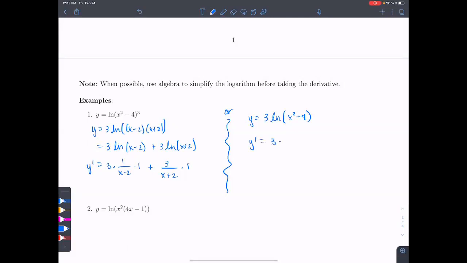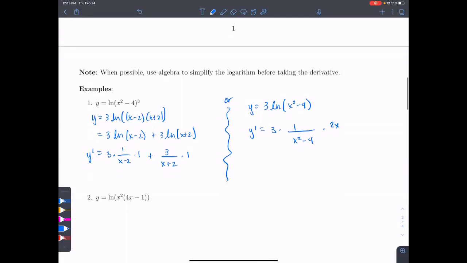So just copy that 3 down, then 1 over the inside times the derivative of the inside. And those don't look equivalent, but they are. If you were to get a common denominator and stuff, it would be x minus 2 times x plus 2. And things on the top would work to get you a 6x up on top. So anyway, those are equivalent, 2 different ways to do the same thing.